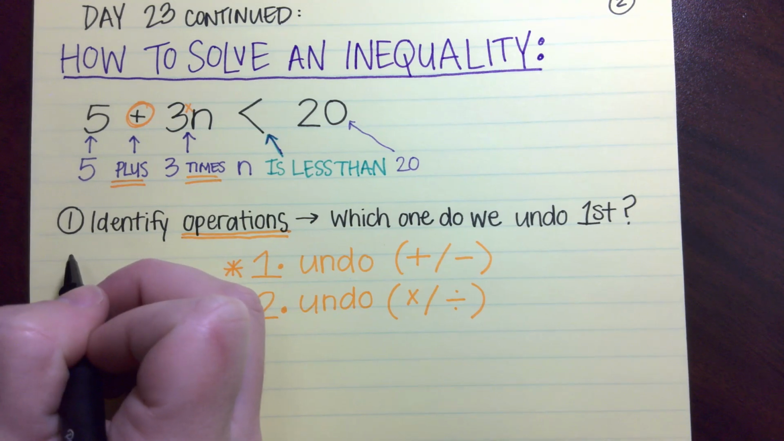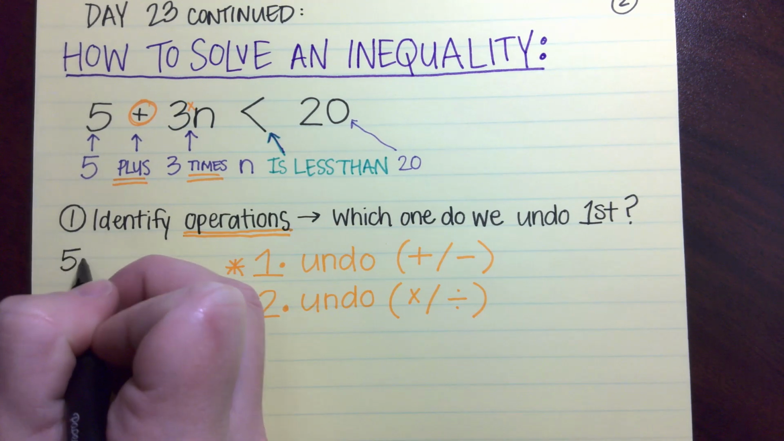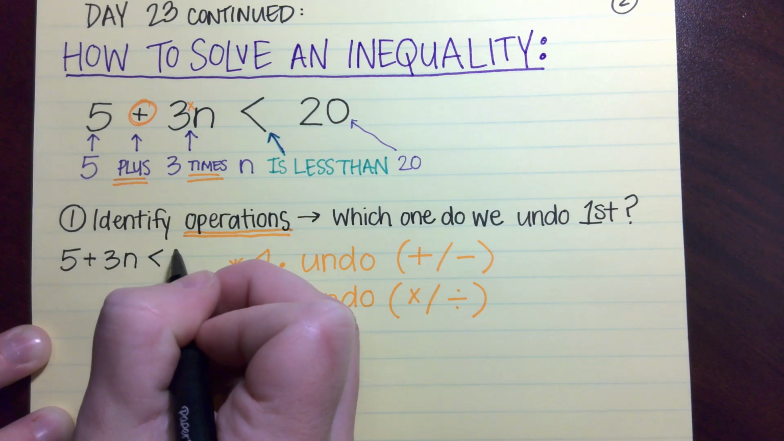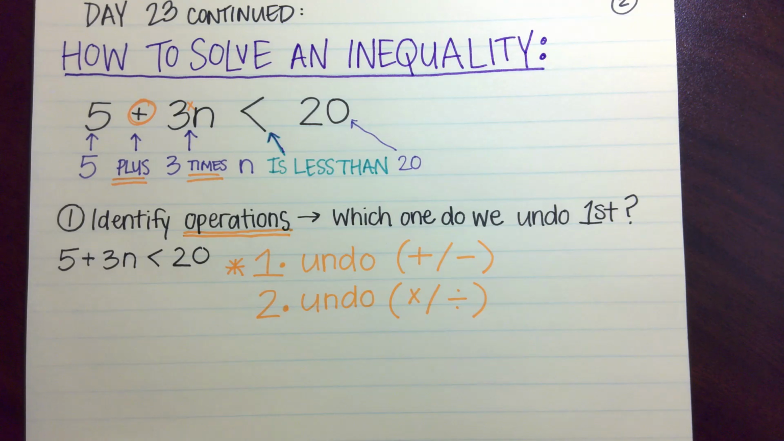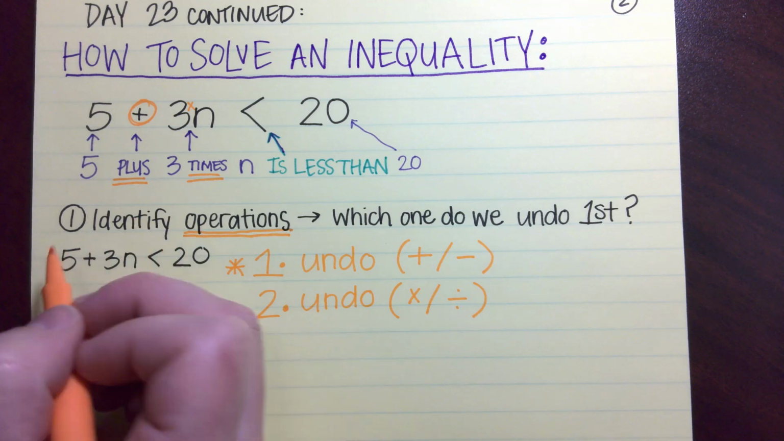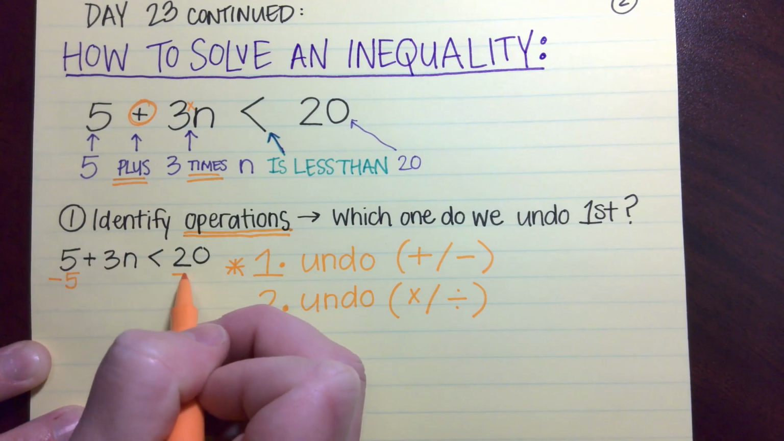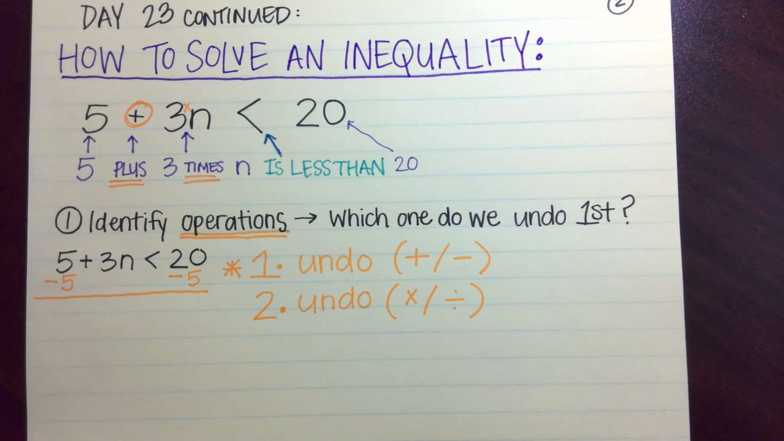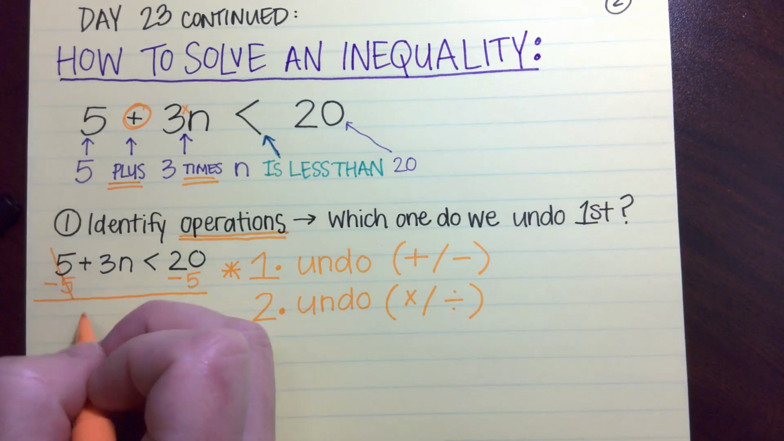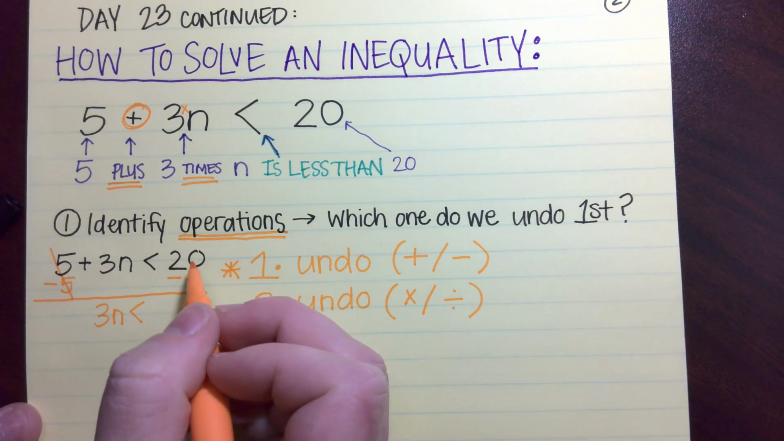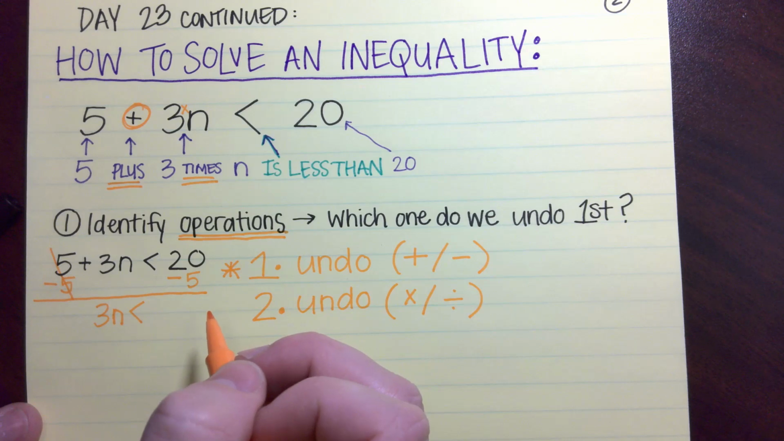I'm going to rewrite it down here. I've got 5 plus 3n is less than 20. And you said we're going to undo addition, undo that plus 5. So we'll minus 5 on both sides. Good. Which is going to cause my 5s to cancel. Bring down my 3n. Bring down our sign, our less than, and what's 20 minus 5? 15.